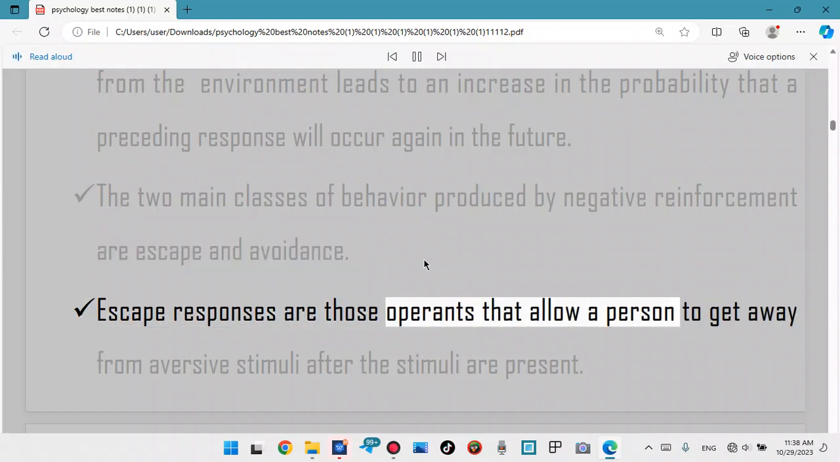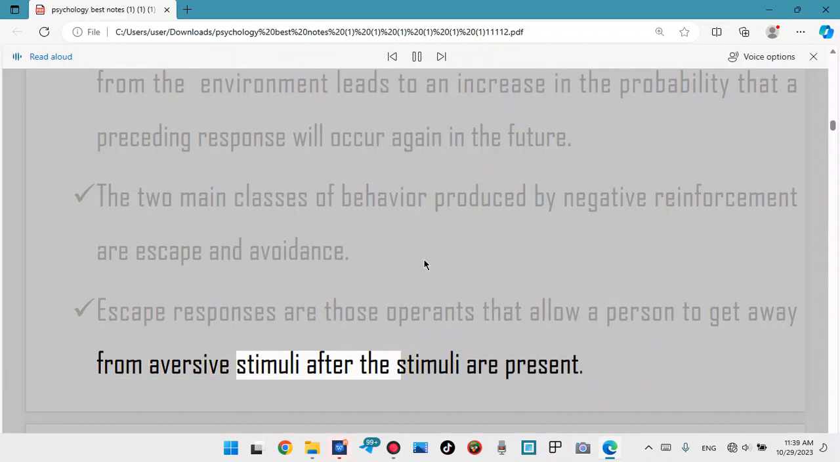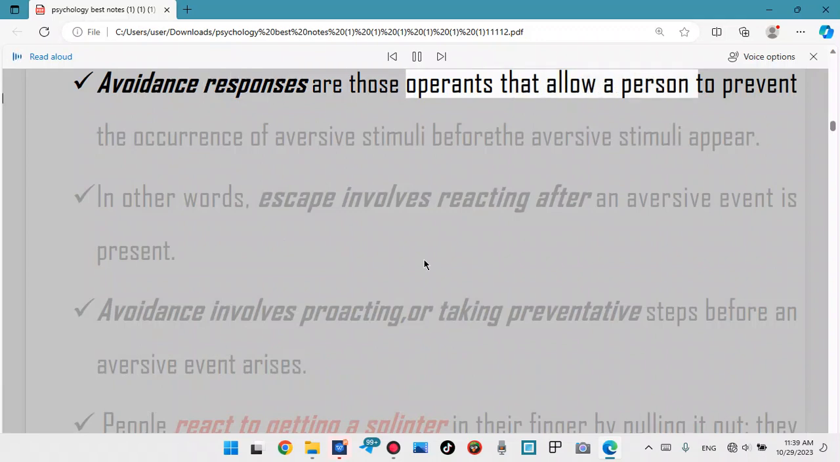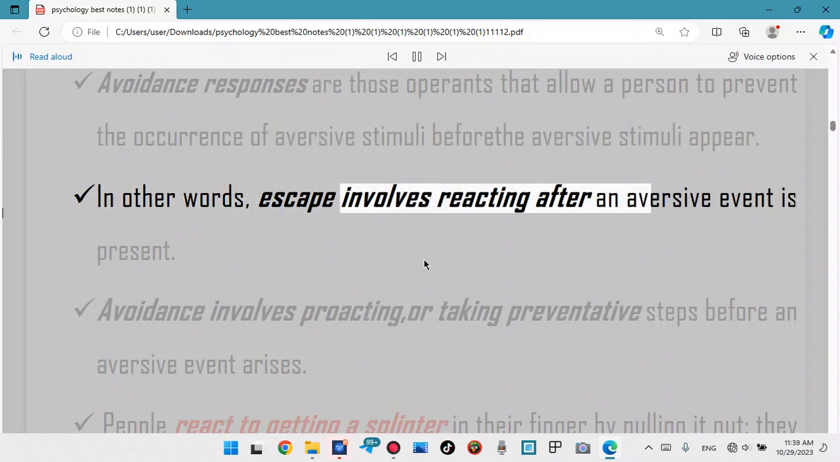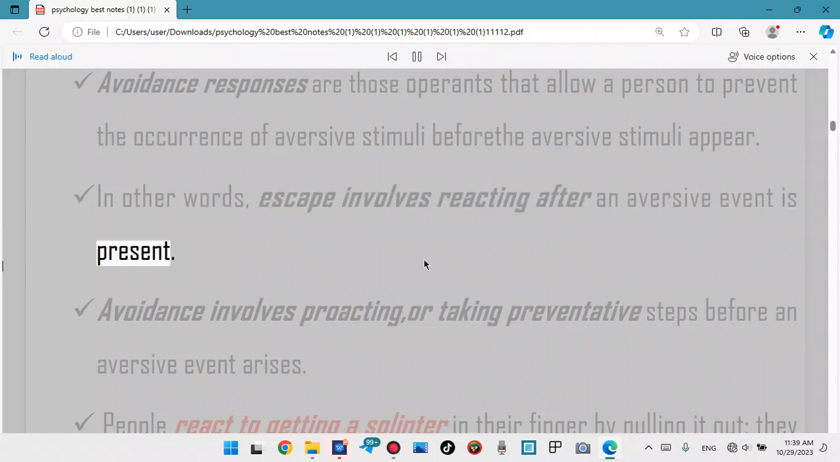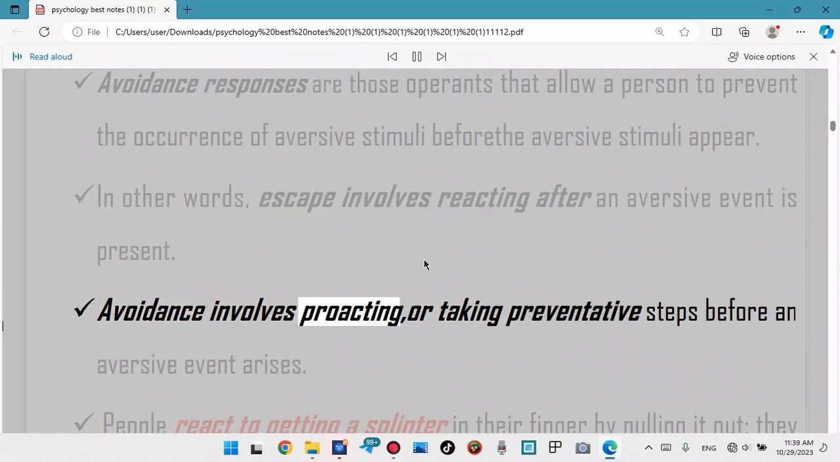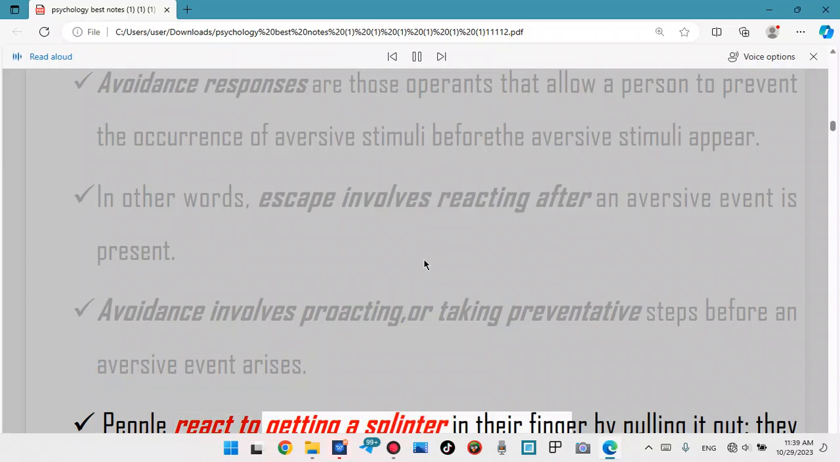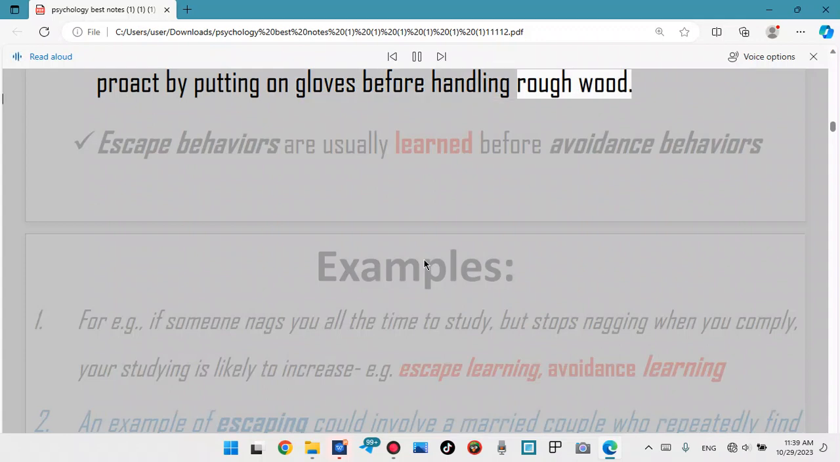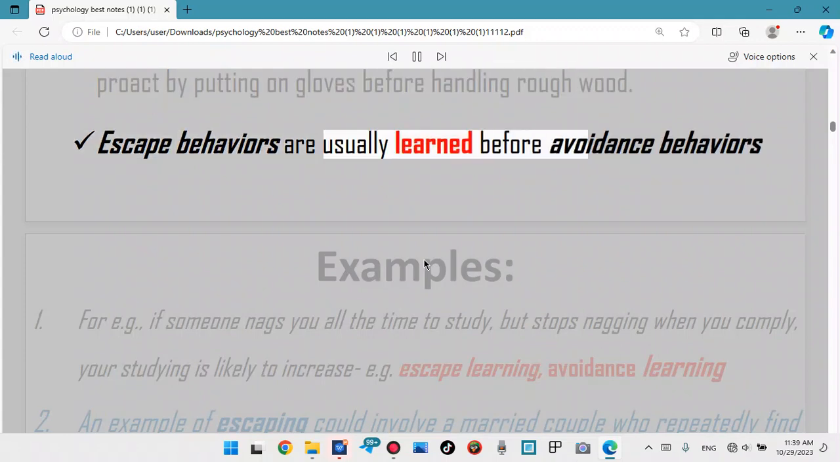Escape responses are those operants that allow a person to get away from aversive stimuli after the stimuli are present. Avoidance responses are those operants that allow a person to prevent the occurrence of aversive stimuli before the aversive stimuli appear. In other words, escape involves reacting after an aversive event is present. Avoidance involves proacting, or taking preventative steps before an aversive event arises. People react to getting a splinter in their finger by pulling it out; they proact by putting on gloves before handling rough wood. Escape behaviors are usually learned before avoidance behaviors.